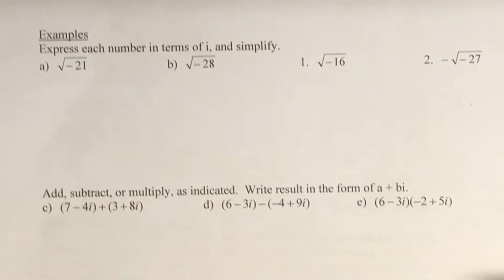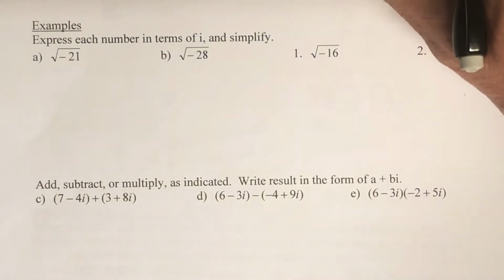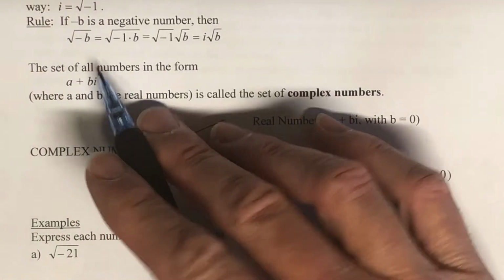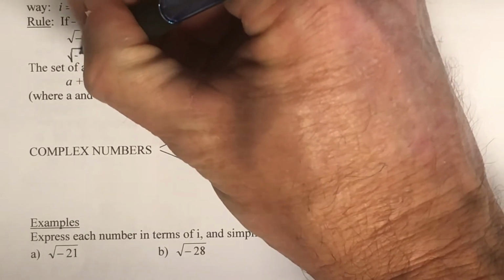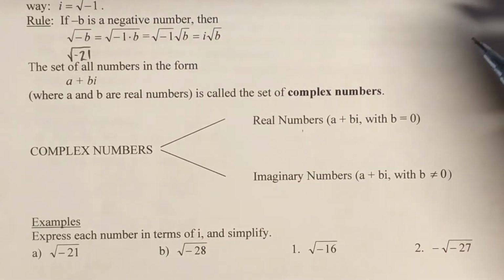But when it says express each number in terms of I, this is what we do. What you do is you go up to this little formula up here. Let's write square root of -21 right underneath it, and then we'll transfer our work down below to where it's supposed to be. Square root of -21.